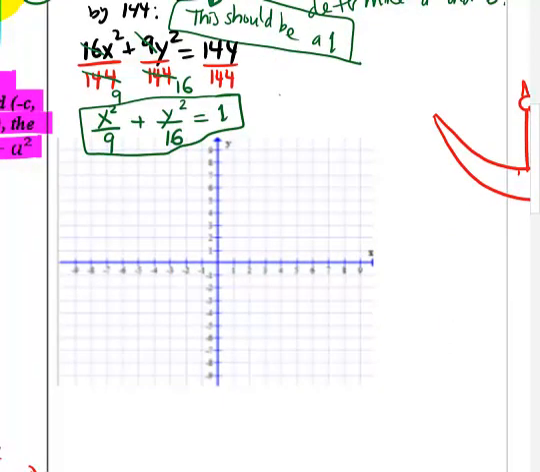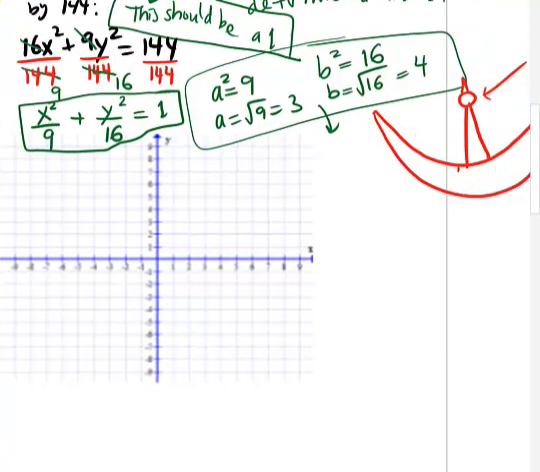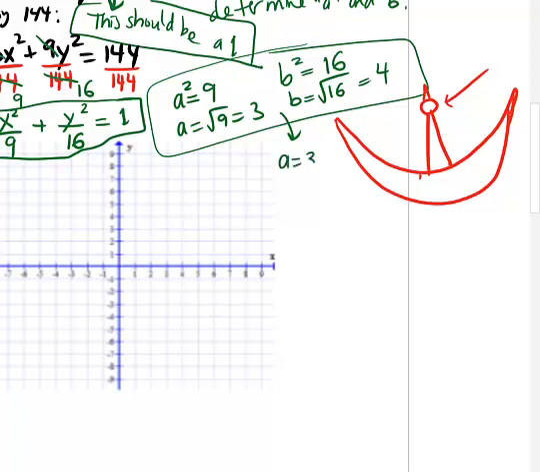So let's see, a squared is the number below x. That means a is the square root of that, or 3. Similarly, b squared is the number below y. That means b is the square root of that, or 4. So we have the values of a and b, and now I can determine whether this is a horizontal or vertical ellipse. Since a, which is 3, is smaller than b, which is 4, it's going to be a vertical ellipse, which just means it's taller than it is wide.